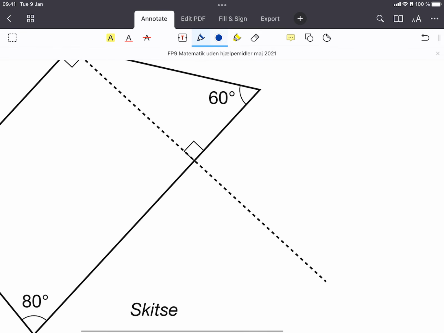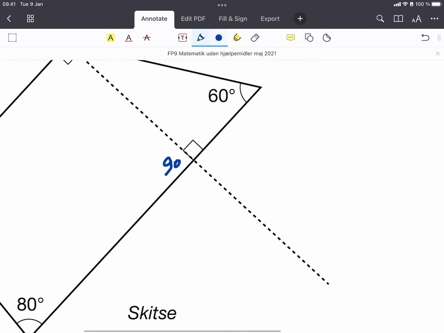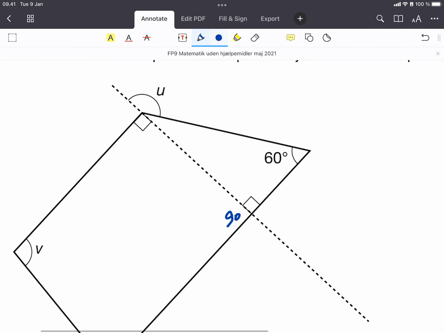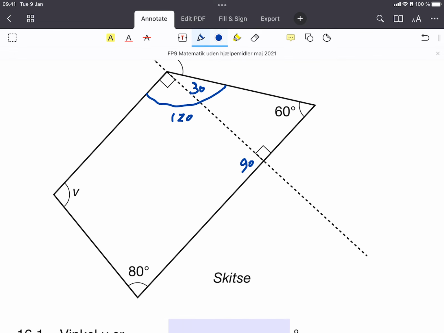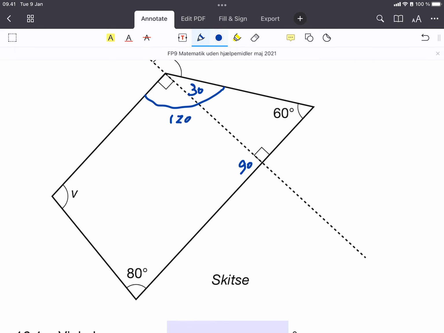So we've got 90 there. It's going to be on a straight line with a 90 there. I've got a triangle here with 90 and 60, so it's got to be 30 for the last side to make it add up to 180 for a triangle. So this whole thing here is 120 because it's 90 plus 30. What else have we got? We want to work out angle V.